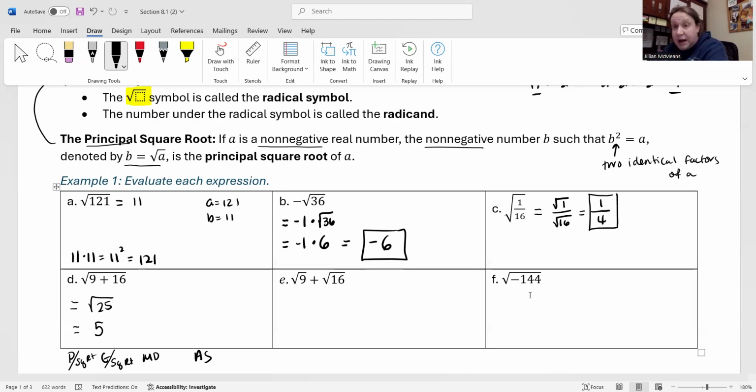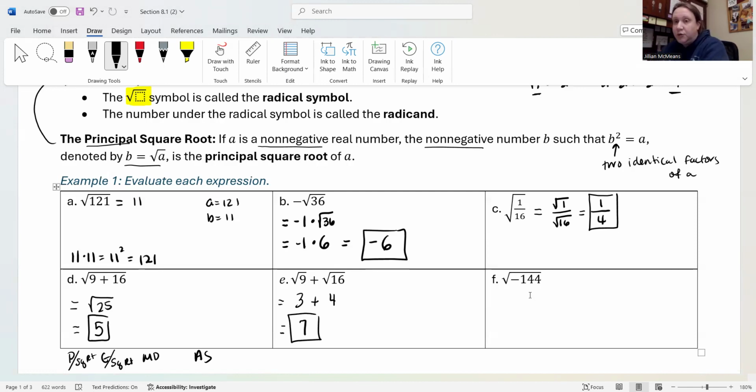So the square root of 9 is one of two identical factors of 9. What number, when multiplied by itself, gives you 9? Well, 3. And then for 16, we want the square root of 16. What number, when multiplied by itself, gives you 16? 4. So we do the square roots first, then we do the addition. So even though parts D and E look very similar, they're quite different, okay? So you're going to get completely different answers for part D and part E.